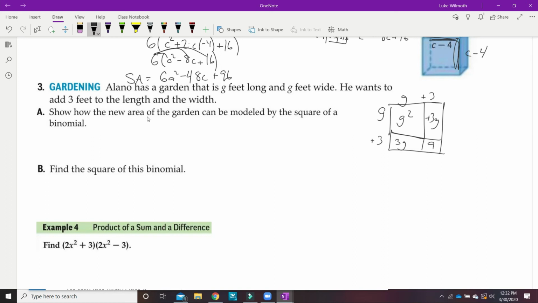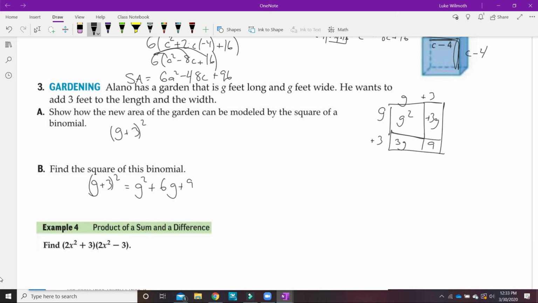It says, show a binomial of the new area. Okay, well, we already did the problem, but the binomial of the new area is g plus 3 squared, because I'm going to add 3 onto both sides of the square. That's our binomial. Find the square of this binomial. Well, we just did that here. This is the square. G plus 3 squared is g squared plus 3g plus 3g is 6g plus 9. And that's it.